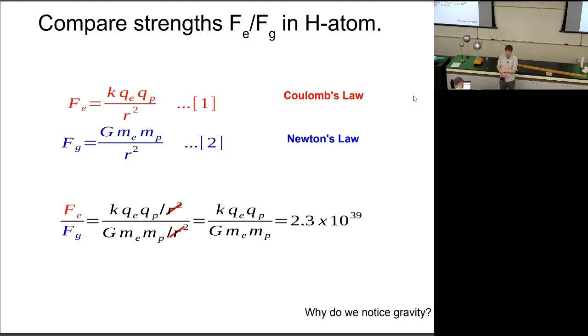And I didn't write it down in the last slide. I just called it r, because it's going to cancel out. Because both forces, interestingly, work the same way. They're both 1 over r squared laws.